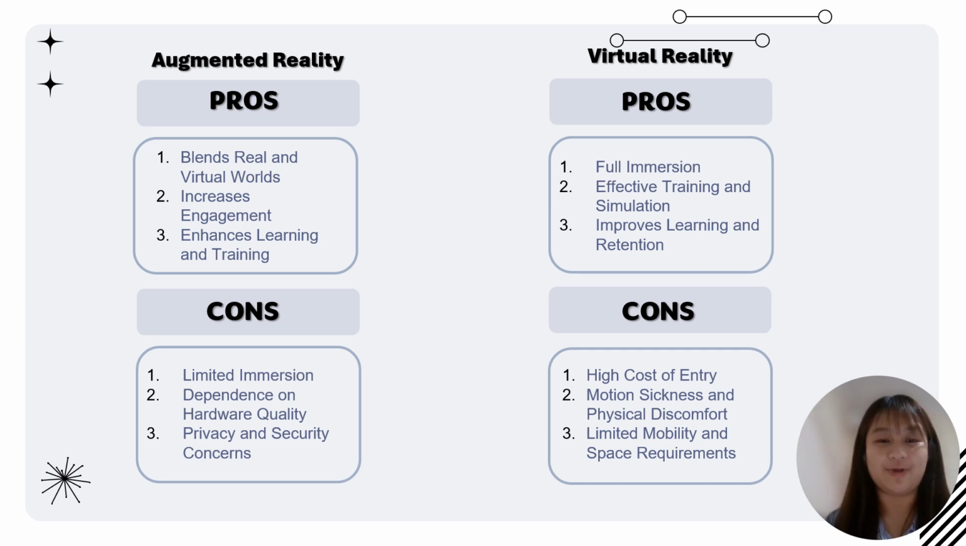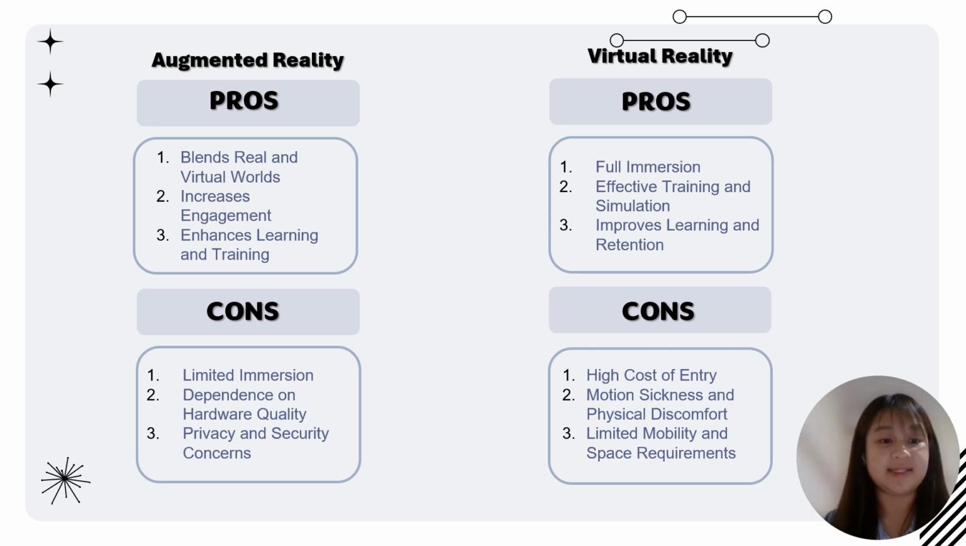Let's get into detail on each point. First, blending real and virtual worlds, a pro of AR. AR overlays virtual elements onto the real world, enhancing real-life experiences without replacing them. This is useful for applications like navigation, Google Maps Live View, retail, IKEA Place, and also education. Google Lens enhances real-world interaction by providing real-time information about objects and surroundings.